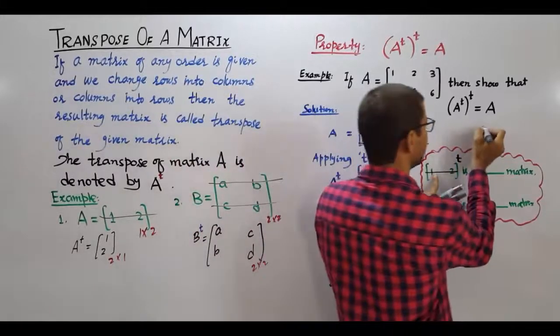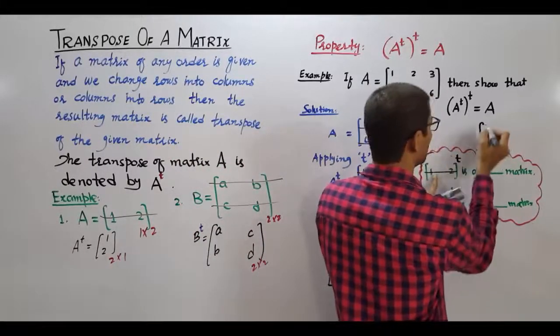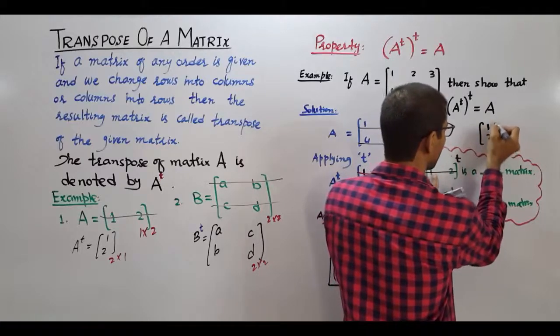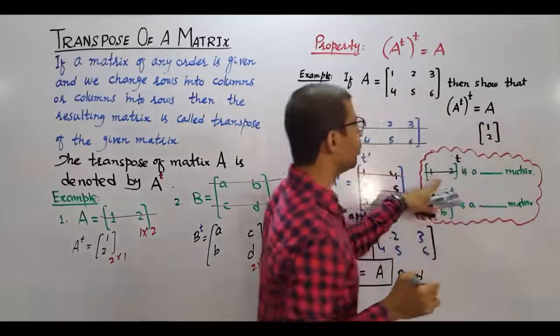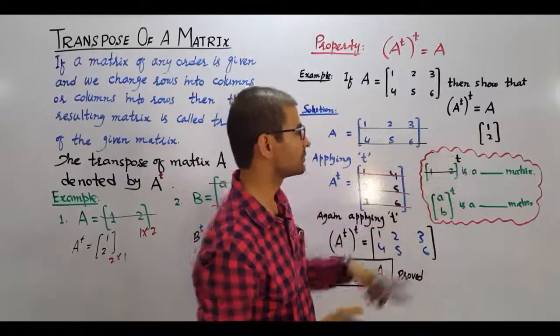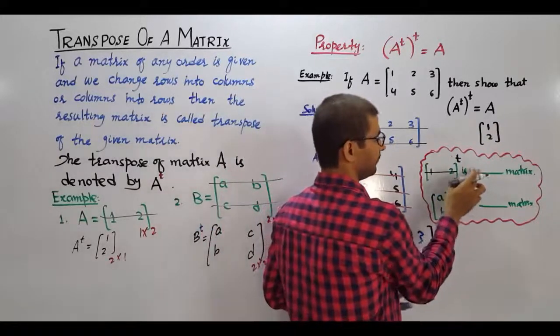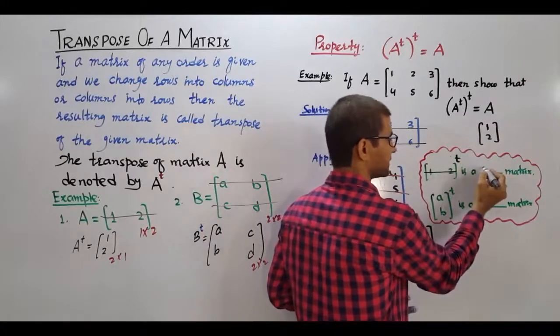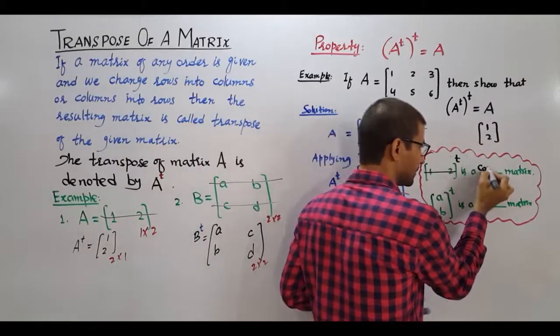You will get this: 1 2 is a row, so it will become a column. So [1 2] to the T transpose will become a column matrix. So the answer is column matrix.